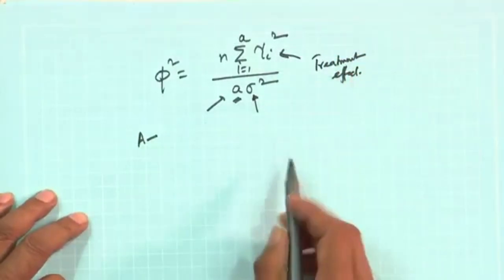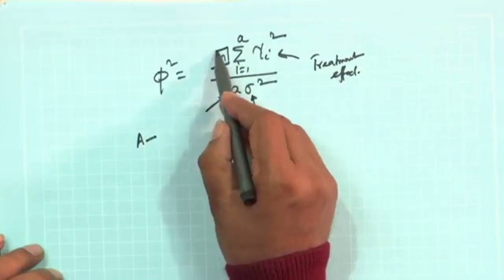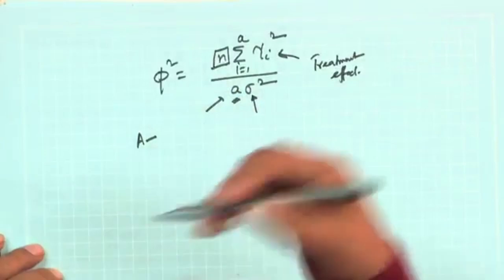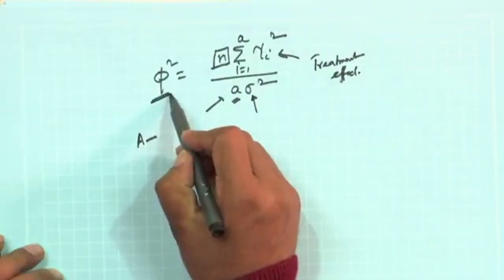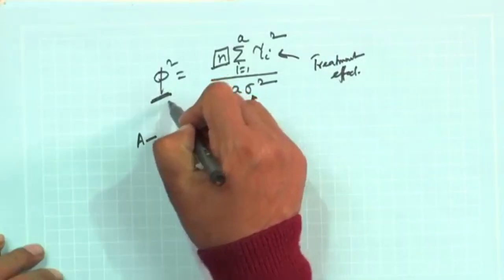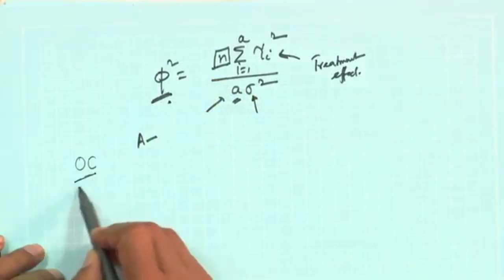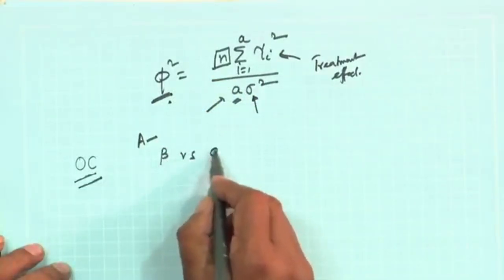So, what we require is to know a representative n. If I consider a particular n, you will be able to compute phi square. Once you are able to compute phi square, there is an OC curve which basically gives beta versus phi.